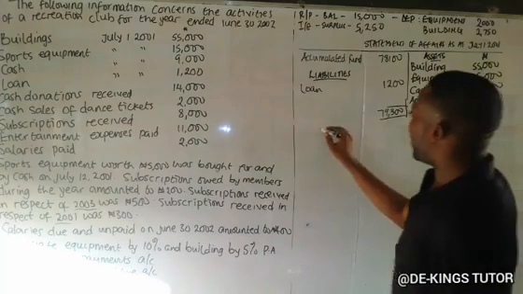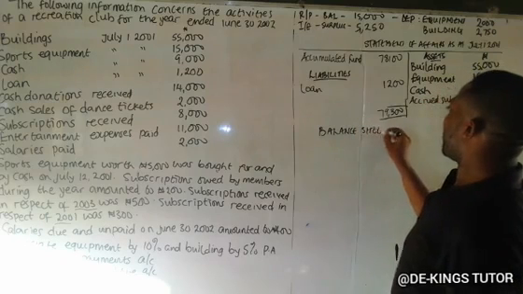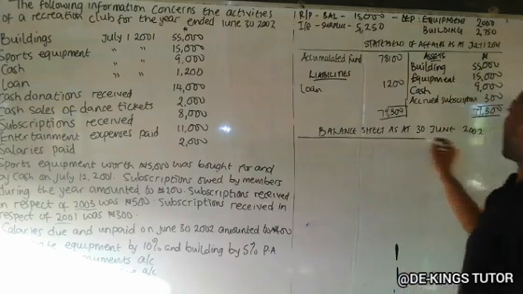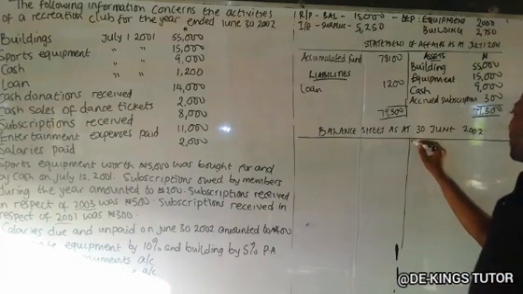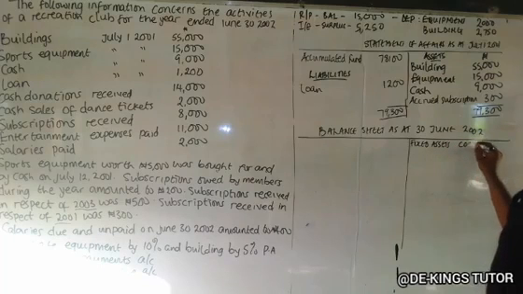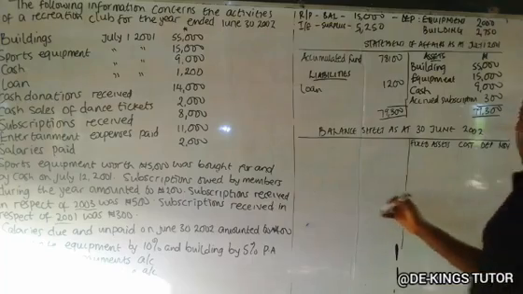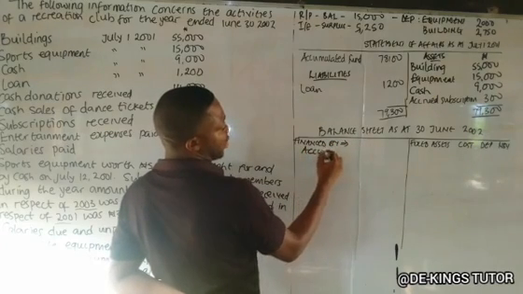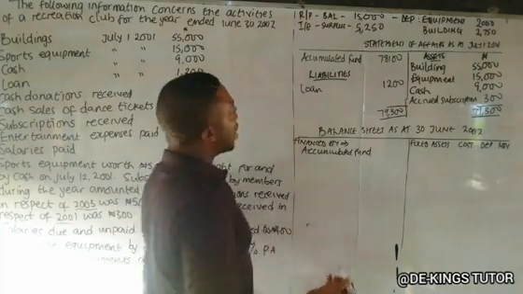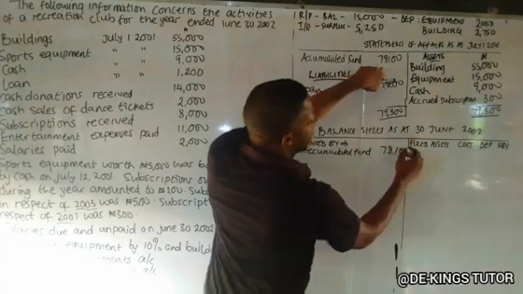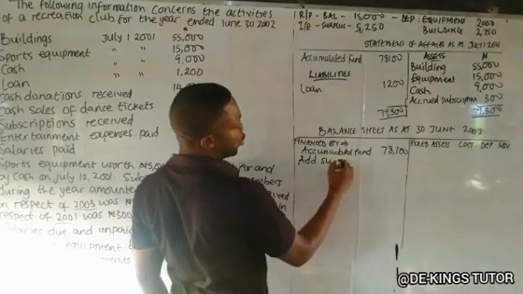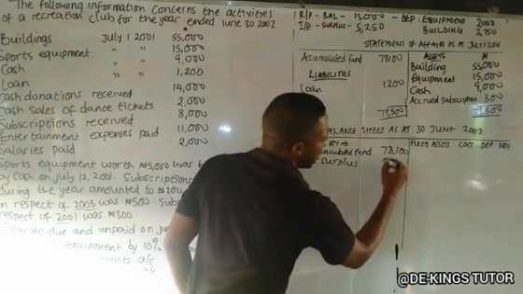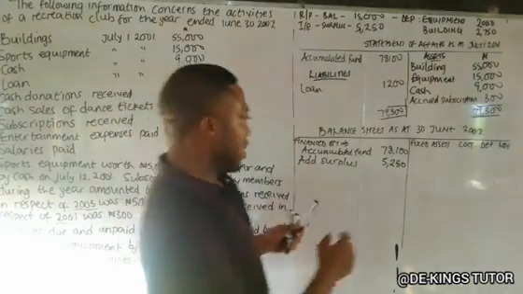Okay, so the balance sheet as at 30th June 2002. Remember our balance sheet will have our fixed assets with cost, depreciation, and net book value. And we also have financed by. So I have accumulated fund, which is 78,100. The next one is add surplus. Remember our surplus in income and expenditure. Okay, so I wrote it out before I cleaned it. That is 5,250. So I have 5,250.